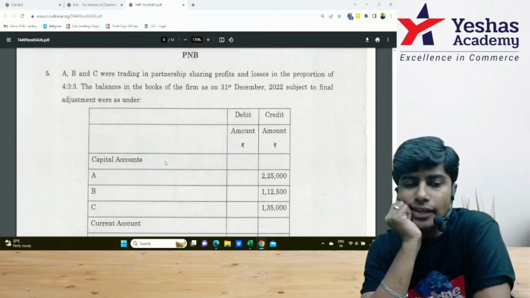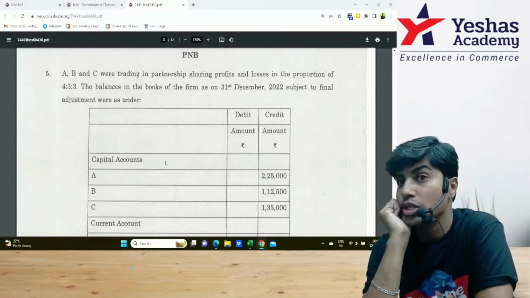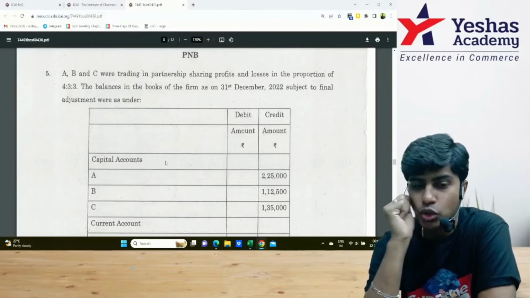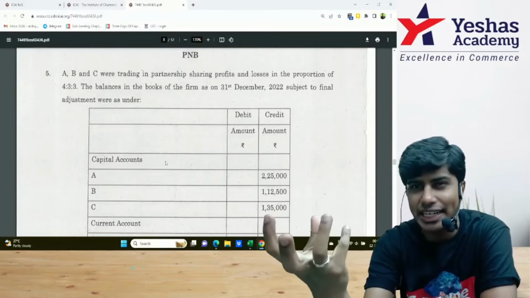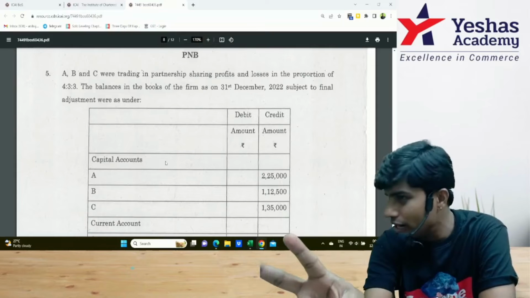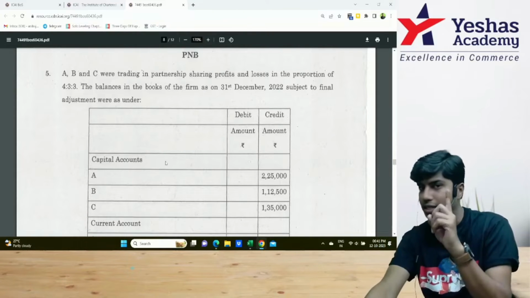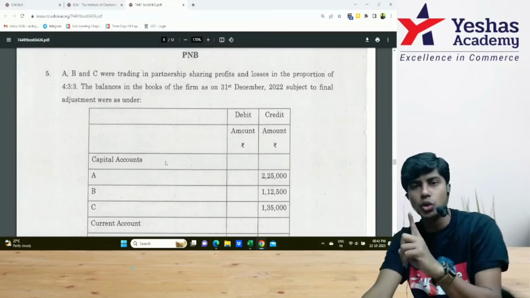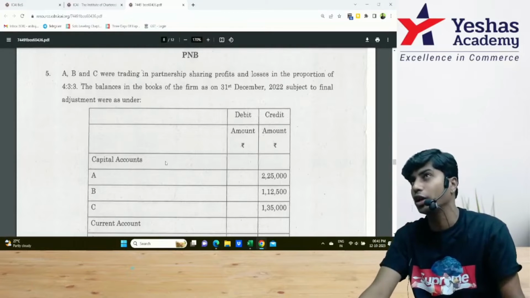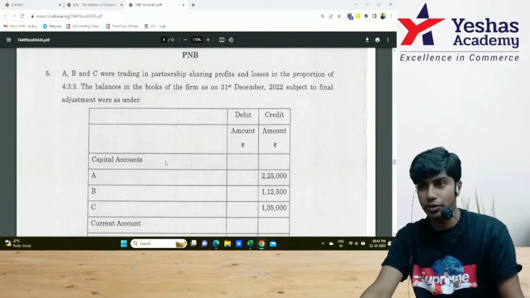We are now solving question number 5 from June 2023 examination. So considered to be a very irritating and difficult question. A 20 marker from death of a partner wherein you are required to prepare balance sheet, partner's current account, also adjust goodwill and prepare profit and loss adjustment account.